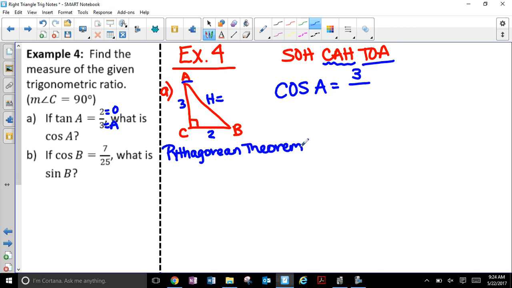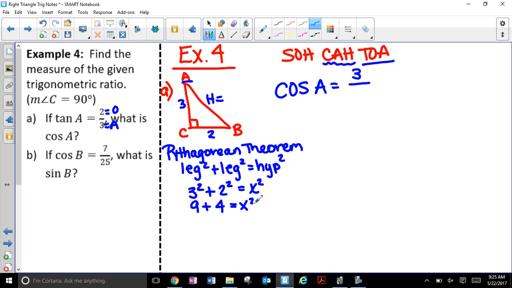Okay, and remember that was where you did leg squared plus leg squared equals hypotenuse squared. I know a lot of people think of it as a squared plus b squared equals c squared, but you never know what the a, b, and c is. So here, the legs are the 2 sides touching the right angle, and the hypotenuse is across from the 90. So for this problem, I'm going to do 3 squared plus 2 squared equals x squared, because I don't know what the hypotenuse is. So that's 9 plus 4 equals x squared. That's 13, square root. And we're just going to leave that alone, okay, because that's not a perfect square and I don't want the decimal. So we're going to leave it as square root of 13.